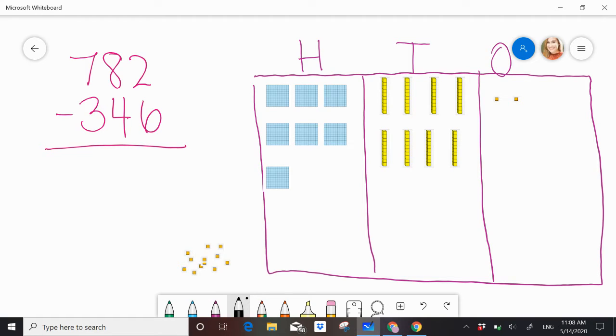Now, I sort of did the background work and I put my bigger number into pictures to help me subtract the smaller number. So I know I'm going to start with a big number and then I'm going to subtract the smaller number. That's how we do it in subtraction.